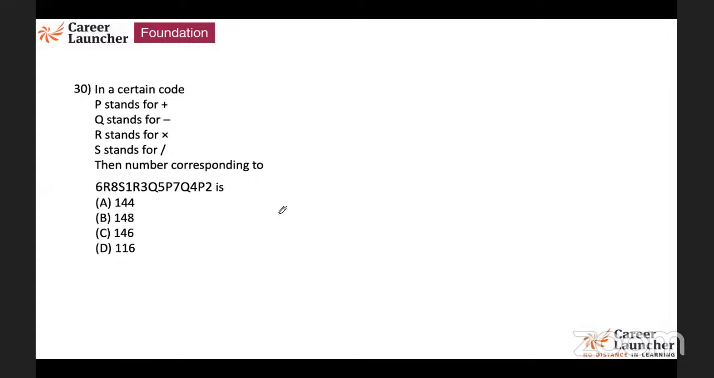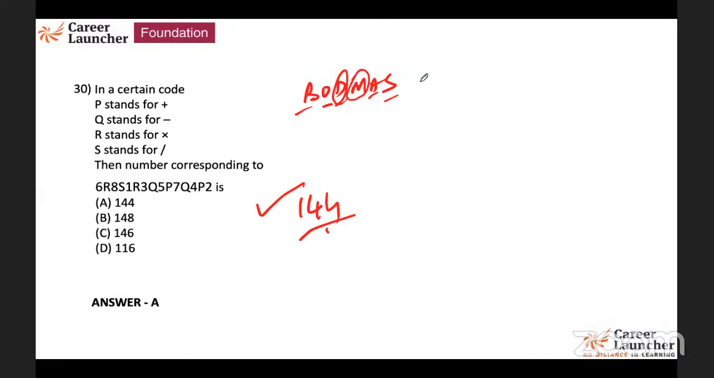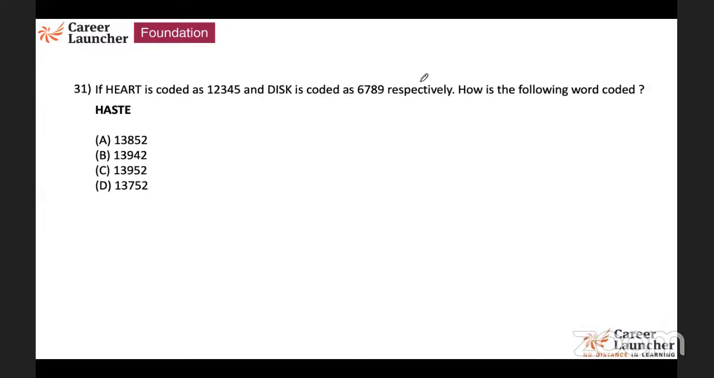Okay, 144 is the right answer. Just, you'll have to put it up here. I'm just solving. You have to remember BODMAS rules, of course. That is brackets, of, division, then multiplication, then addition and subtraction. The answer is this. This is also very easy.